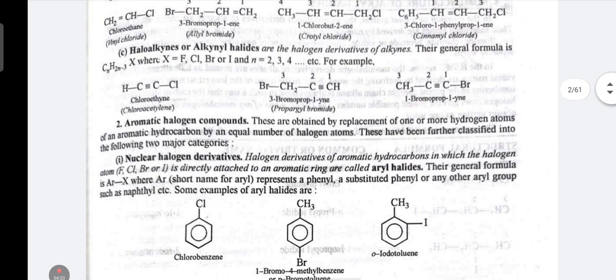Now we will discuss aromatic halogen compounds. These compounds are obtained by the replacement of one or more hydrogen atoms of an aromatic hydrocarbon by an equal number of halogen atoms. These have been further classified into two major categories. First one is nuclear halogen derivative.